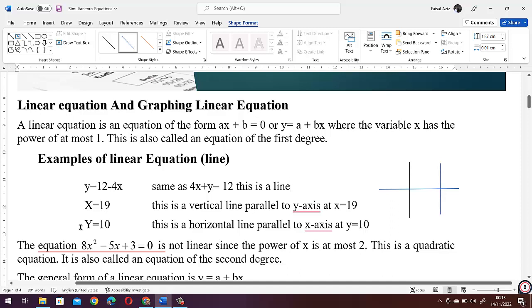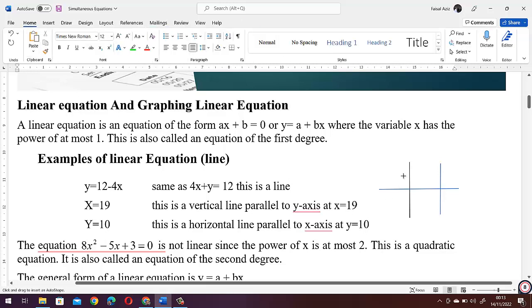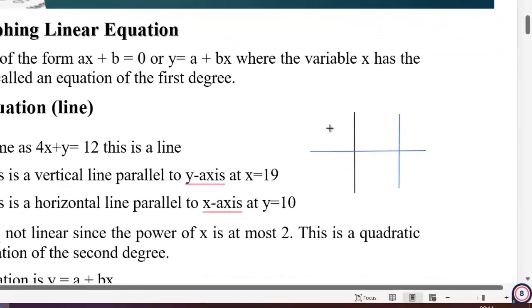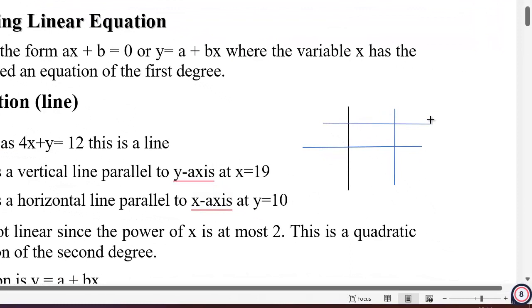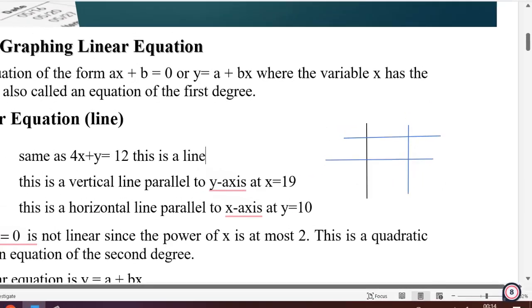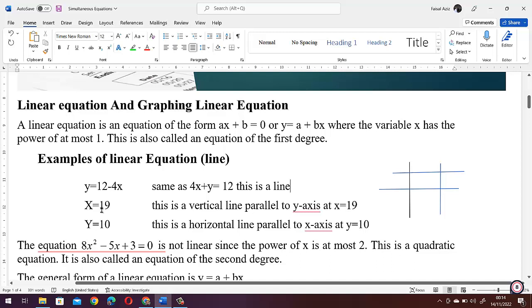Similarly, when you look at another equation, y is equals to 10, the variable y is there, and it represents an equation. So y is equal to 10 is another linear equation. It shows that for any value of x, the value of y will remain 10. So this will give us a graph which is parallel to x-axis. Let's say this is y value, which is 10, so this will give us a graph like this. So this is the graph for this equation, y is equals to 10, and this vertical line shows a graph for this equation, x equal to 19.